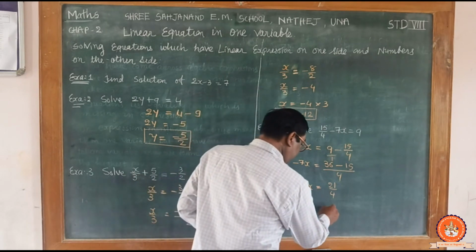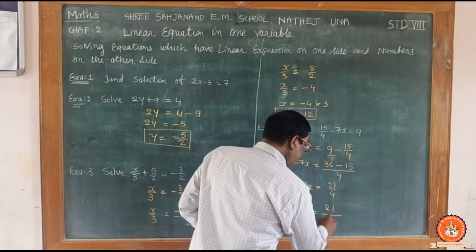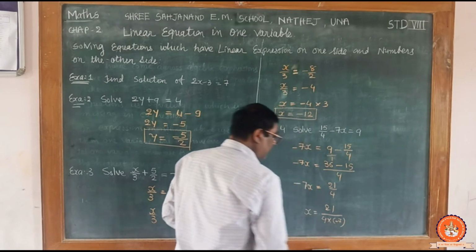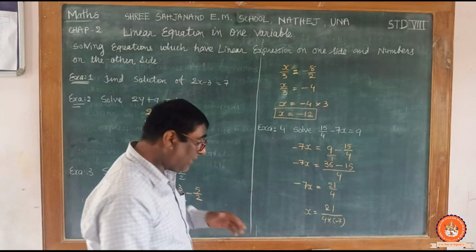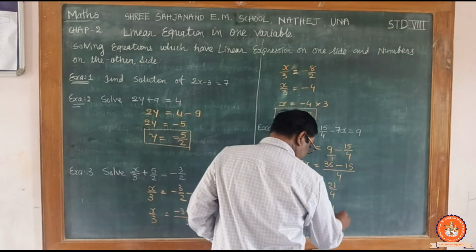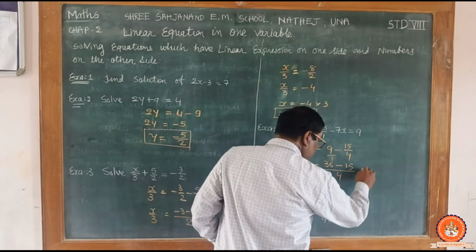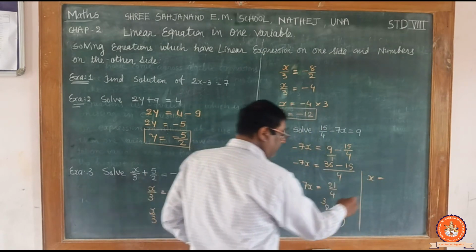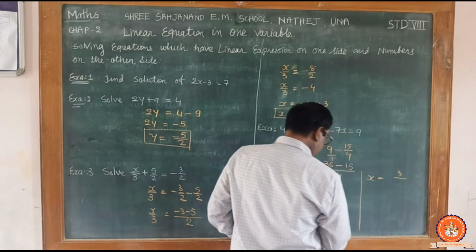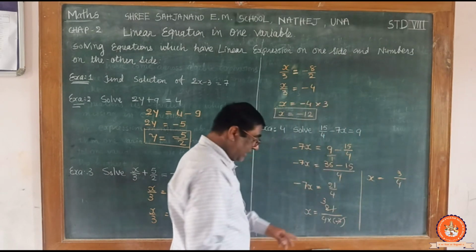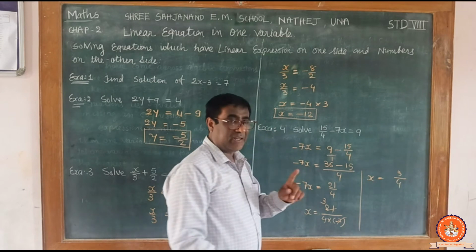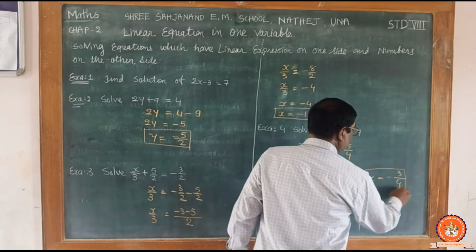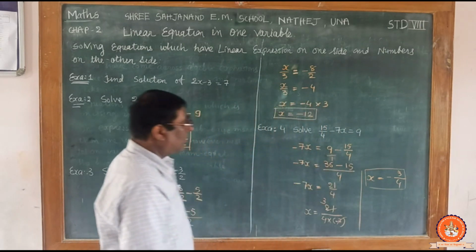So 21 divided by 4 into minus 7. Minus 7 will be the divisor. Here 7 threes are 21, so 3 is there. So x is equal to 3 divided by 4, but one minus sign is there. So the minus sign will be given here, and this is the solution of this equation.